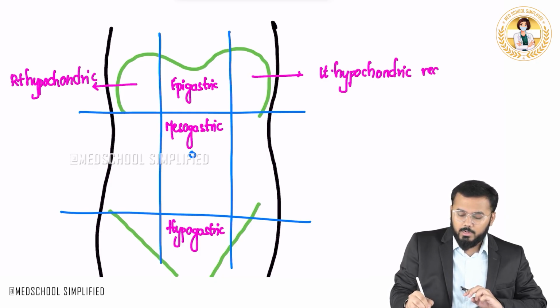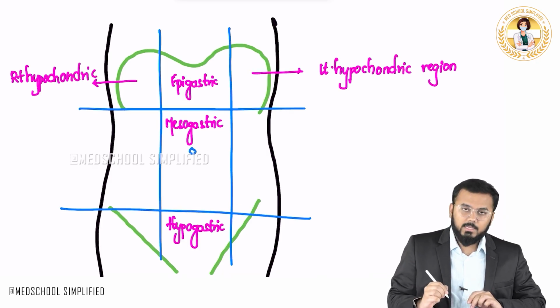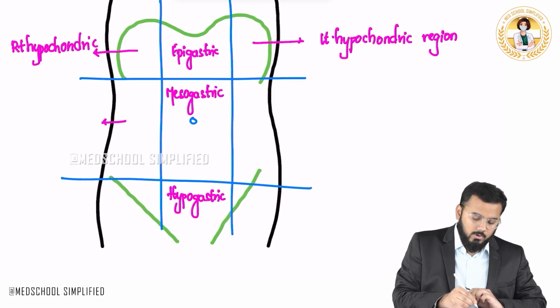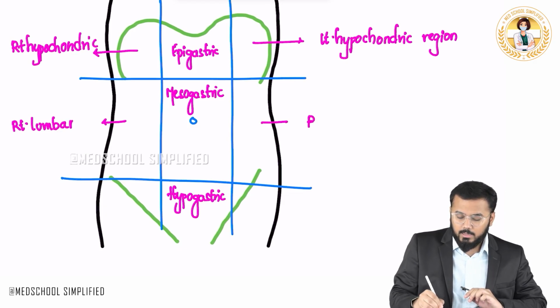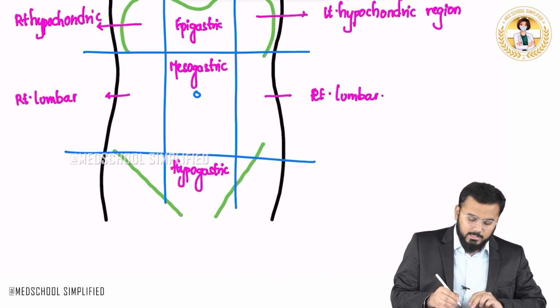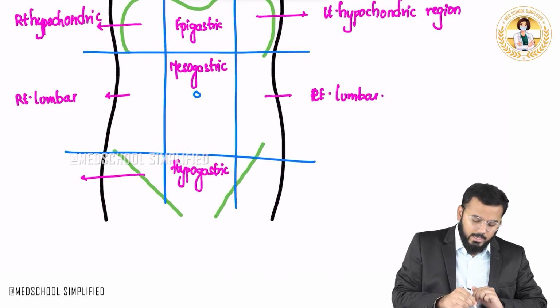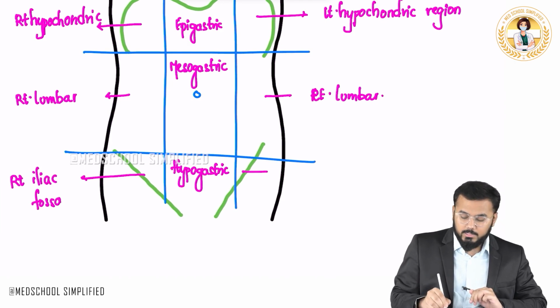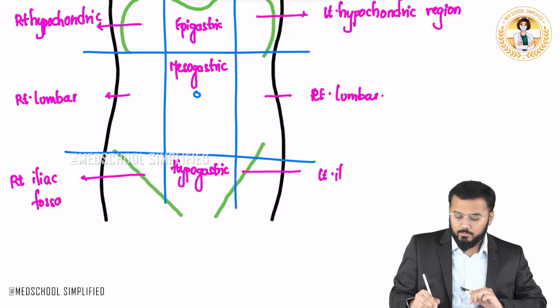Okay, in the same way, this region over here is called the right lumbar region and this region is called the left lumbar region, and this region over here is called the right iliac fossa, and this region over here is called the left iliac fossa.